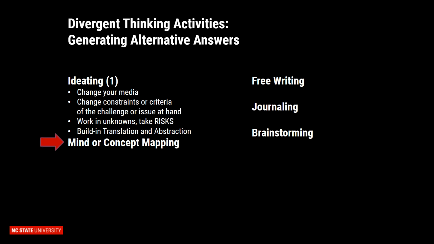Mind or concept mapping, which we've talked about previously, involves putting brainstormed ideas in the form of a visual map or picture that then shows the relationship among these ideas. One starts with a central topic and then draws branches off of that main idea, which represent different parts or aspects of the main topic.